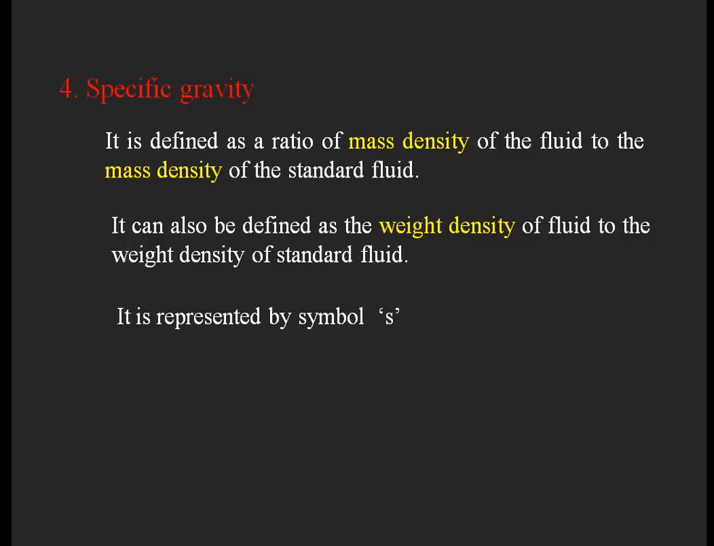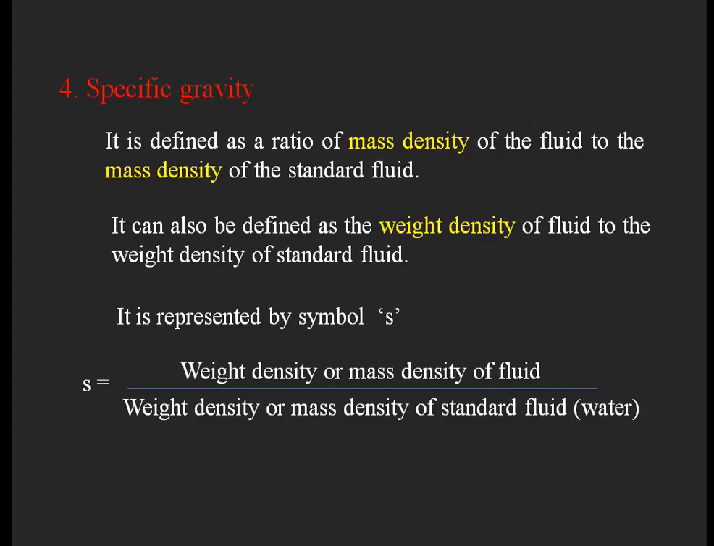The formula can be written with the symbol S. So S is equal to the weight density or mass density of the fluid which we are going to study, divided by the weight density or mass density of the standard fluid, for which we take water as the standard fluid. The ratio of the weight density or mass density of a fluid to that of water is called specific gravity, which is a dimensionless quantity, because we are taking the ratio between two similar quantities. Up to now we have discussed the four basic properties of the fluid.